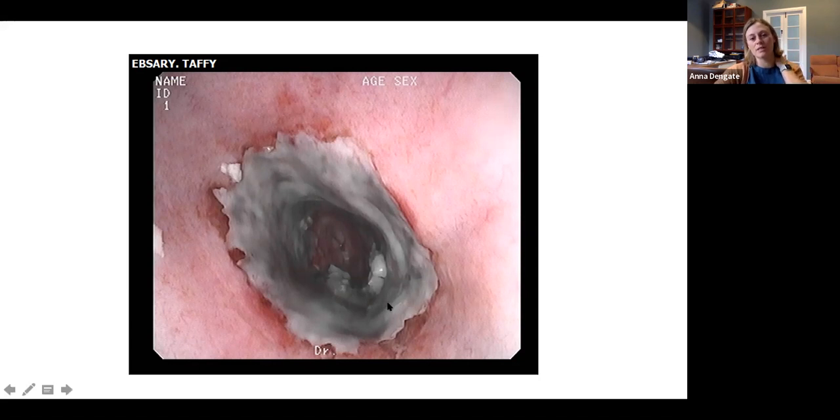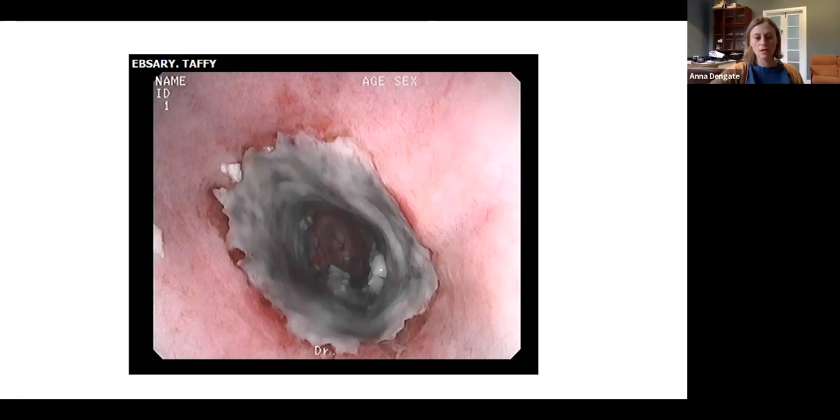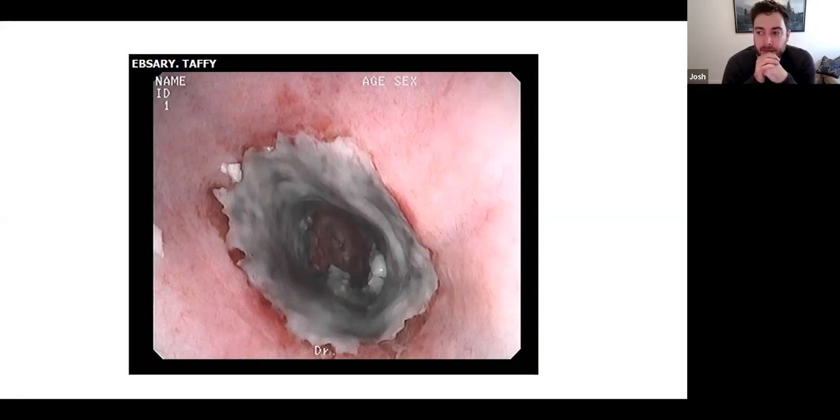This is just obviously an incredibly extreme example of esophagitis. But what are the risks of this degree of inflammation in an esophagus? What do we need to look out for in this dog? Stricture. Absolutely. And what are the features of this inflammation that make us think this dog's going to stricture? It's circumferential. Exactly. Yeah.